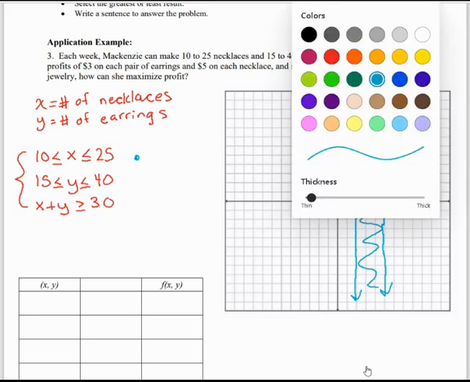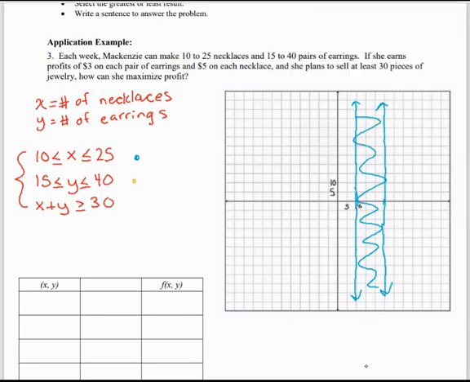All right, my next one I'm going to plot, I'll use orange, and that is my Y has to be between 15. So 15 is the third line up. 15, 20, 25, 30, 35, 40. And I have to be between that. So we can start to see I've formed this rectangular region so far.